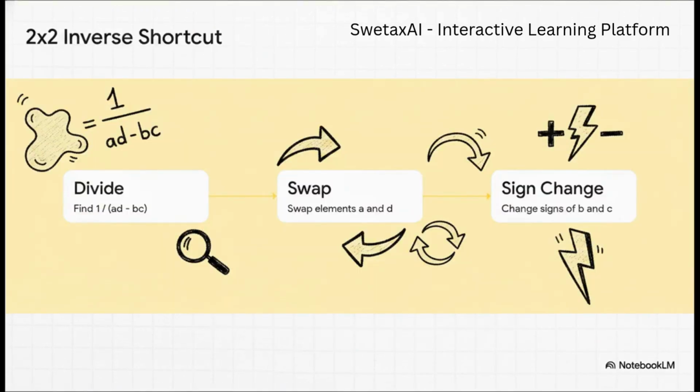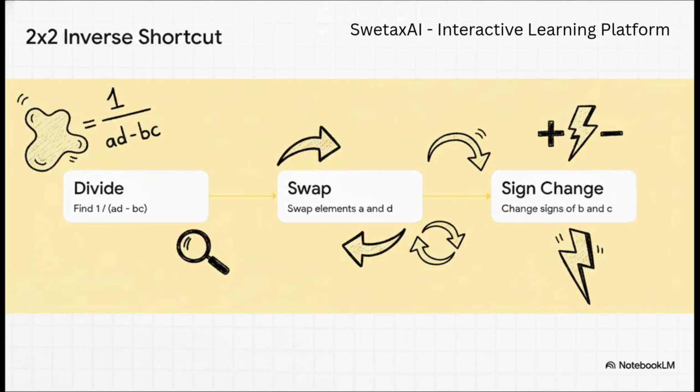Thankfully, if you're working with a 2 by 2 matrix, there's an incredibly fast shortcut to bypass all of that heavy cofactor lifting. Step 1. Calculate 1 divided by your determinant, which is that AD minus BC formula we learned earlier. Step 2, look at your matrix and physically swap the positions of the top left A and the bottom right D. Step 3, leave elements B and C where they are, but just change their signs. Make the positive negative and the negative positive. And that's it. You've just created the inverse matrix.